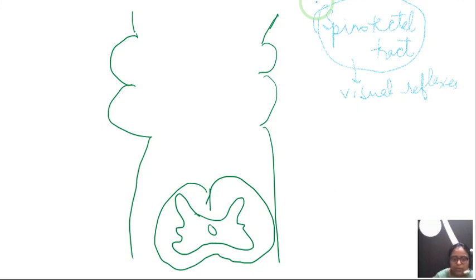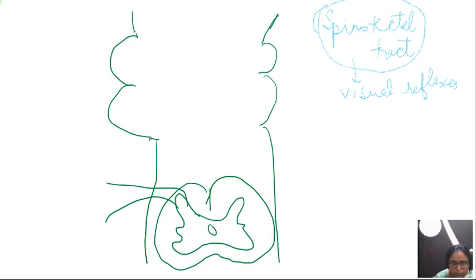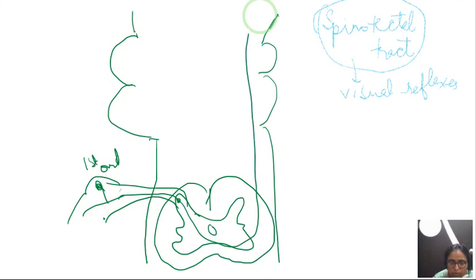Fine. So let's see how it works or how it goes. From the receptors, it comes to the dorsal root ganglion. Here it forms a first order neuron. Then in the dorsal gray horn, it forms a second order neuron. Fine. Then it gets crossed here, and from here it ascends upwards and goes to the tectum.